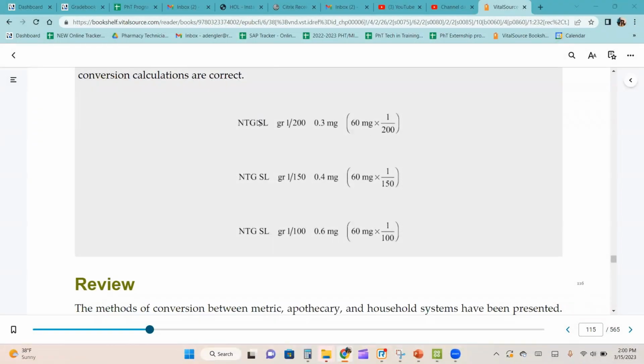So this is a nice little chart to have on sublingual nitroglycerin. It has the grains, so 1/200, and then the milligrams, and it shows how they got that answer or got all this information. Same here.